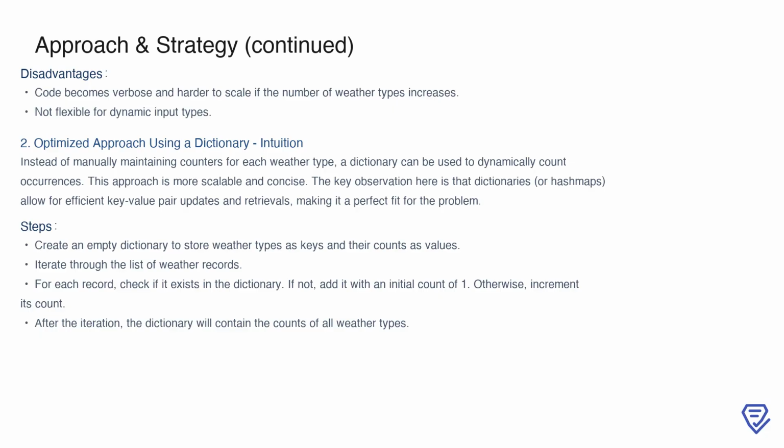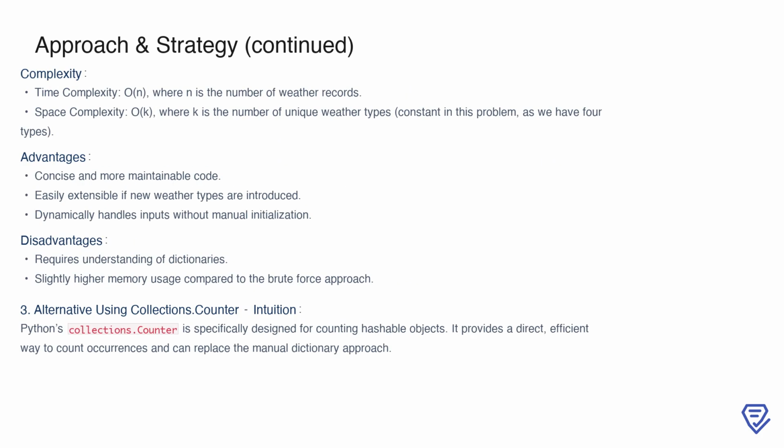As we iterate through the list, we check whether the current weather type already exists as a key in the dictionary. If it doesn't, we add it with an initial count of 1. If it does exist, we simply increment its count. By the end of the iteration, the dictionary will dynamically store the counts for all weather types, making this method more concise and scalable.